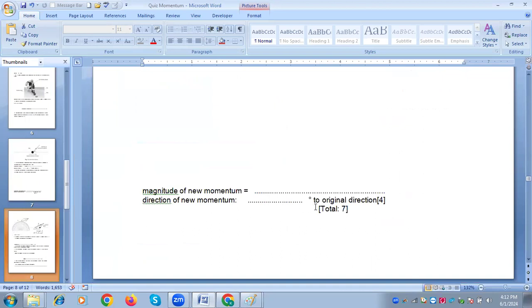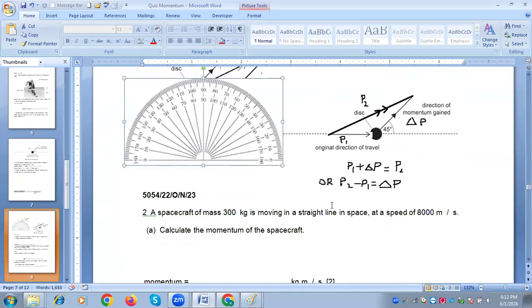This is to be filled in here. Whatever angle it makes, the new momentum of the disk with the original direction. Okay, so here there is some little working. P2 minus P1 is delta P. So here the head to tail rule is obeyed. That is this plus this. P1 plus change in momentum is equal to P2. Okay, so P2 will be found out after measuring the length using the ruler.